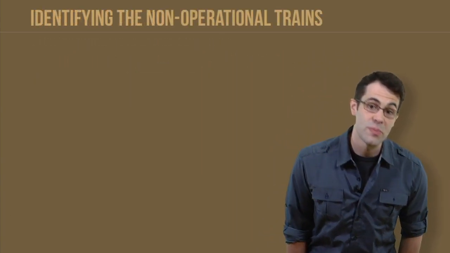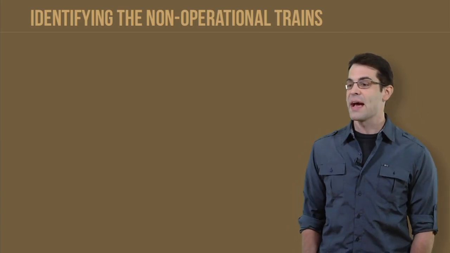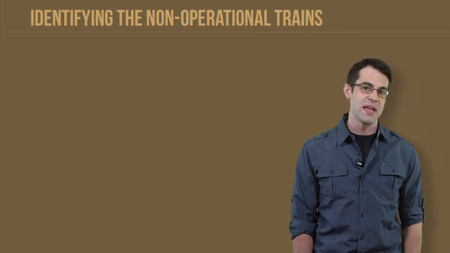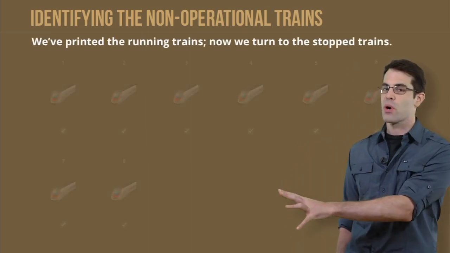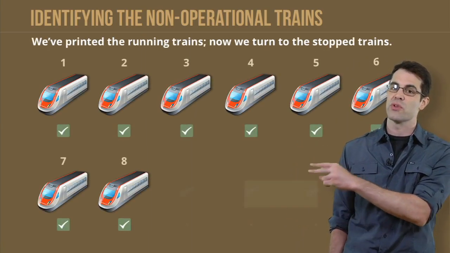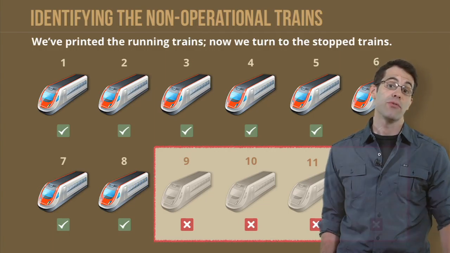Great, so we know while loops and we know for loops. So now let's see if we can identify the non-operational trains. We've already identified the operational trains, now we're going to identify the ones that are not running for the user, and this time we're going to use a for loop.